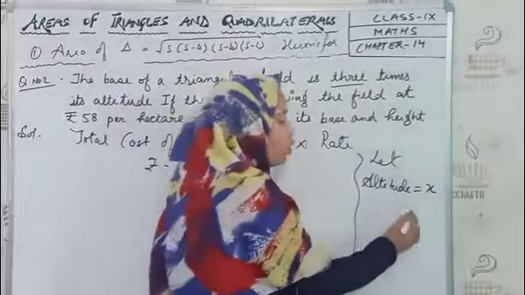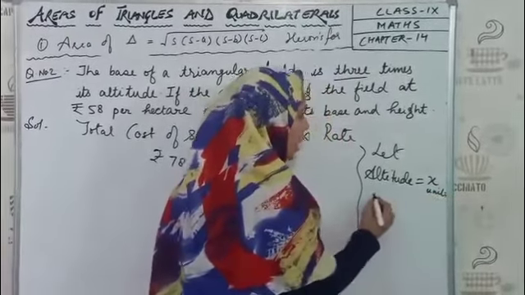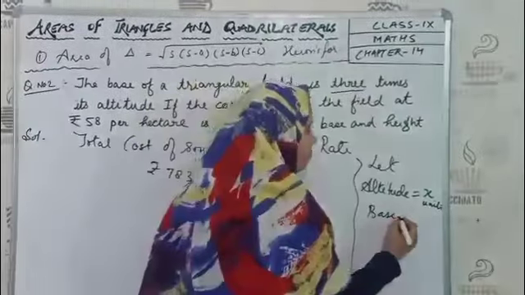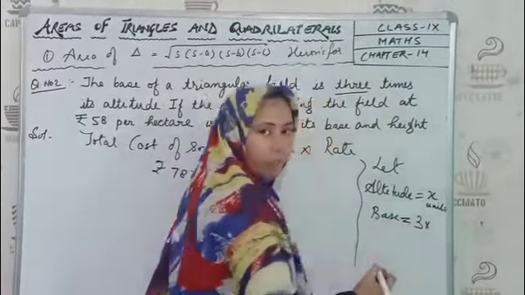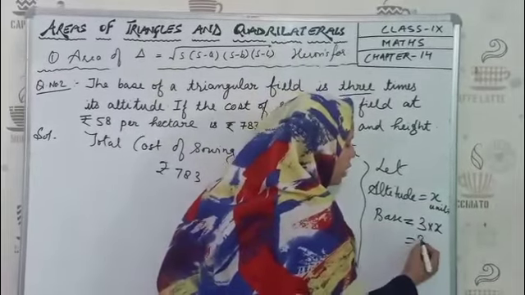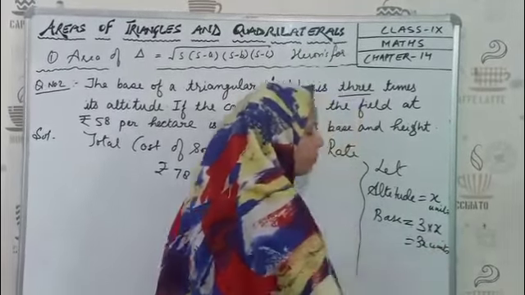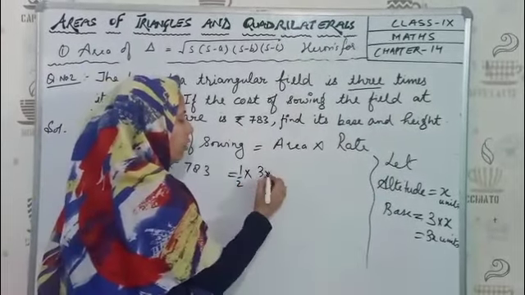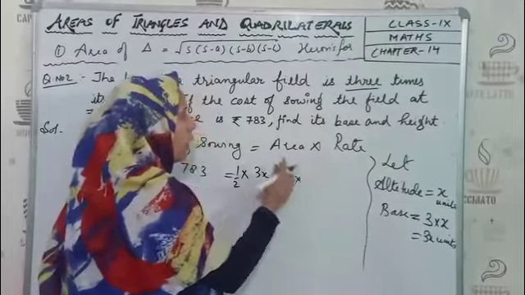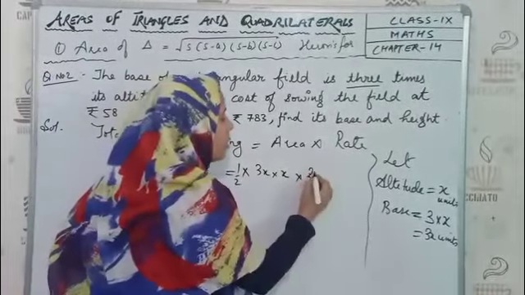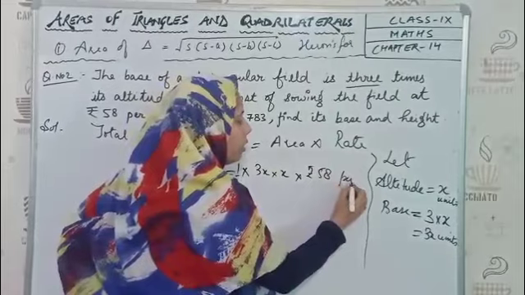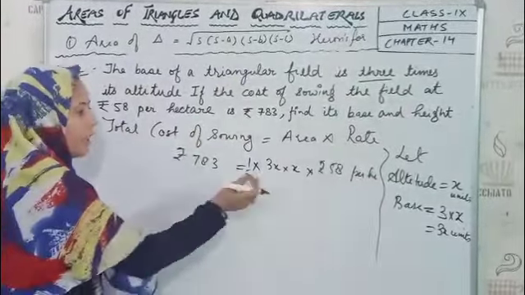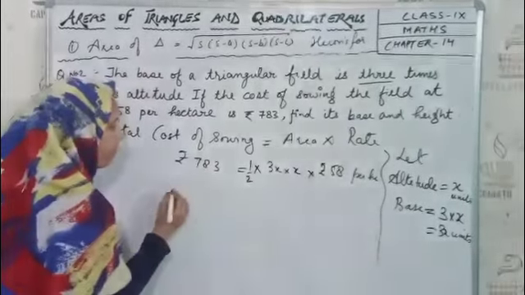Now let altitude be x units and base is 3 times altitude. Times means multiply, altitude is x. So base is equal to 3x units. When we apply the formula half base into altitude, half base is 3x, altitude is x, into rate, given 58 rupees per hectare. Now we will calculate it and find the value of x.